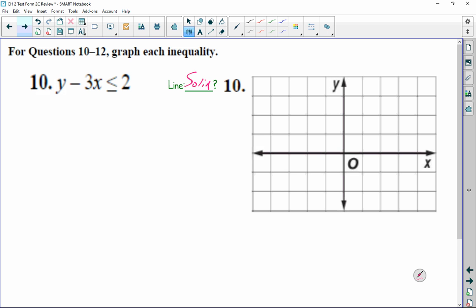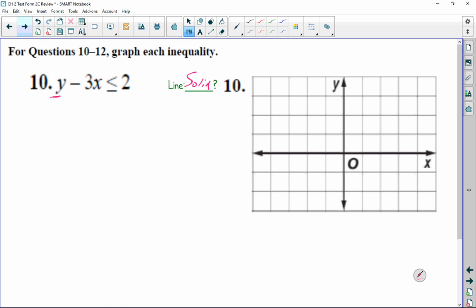Now to graph it, the first thing I have to do is make sure it's in what form? Slope-intercept form or functional notation, right? Which basically means that y has to be what? It's got to be first, or by itself, correct?